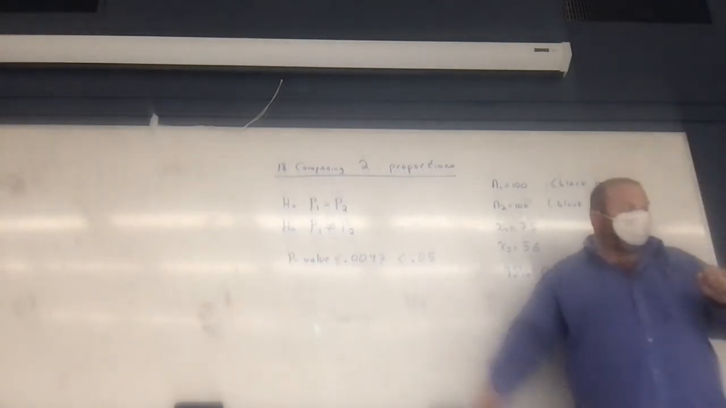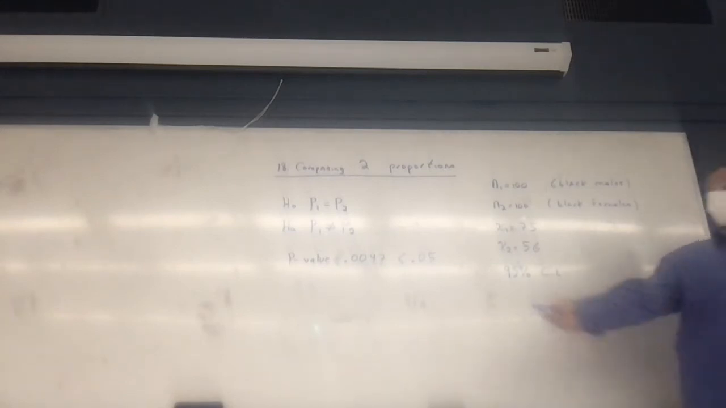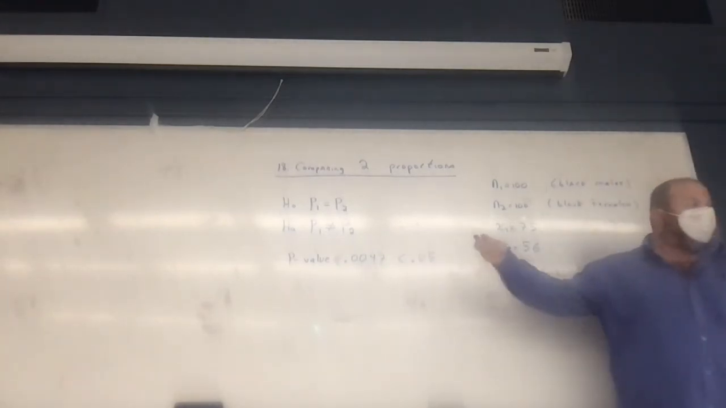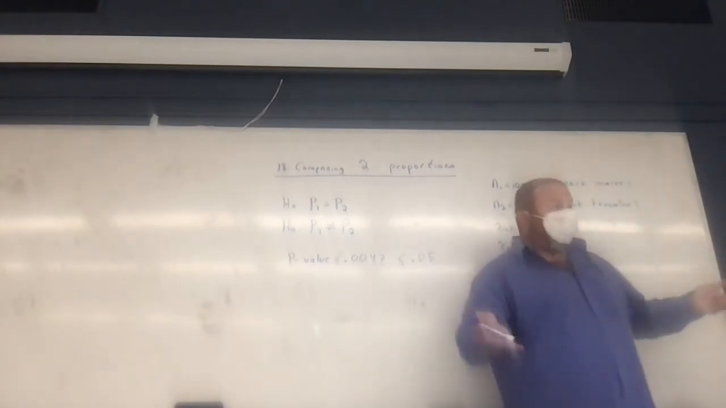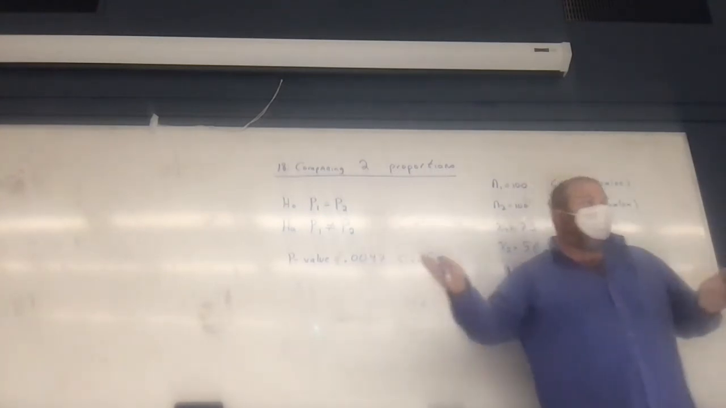0.0057 is still less than 0.05. You mean 0.05 with 1 0? If this is higher than 0.05, then we do not reject the null hypothesis. So we say there's not enough evidence to support this alternative. What if it's equal?